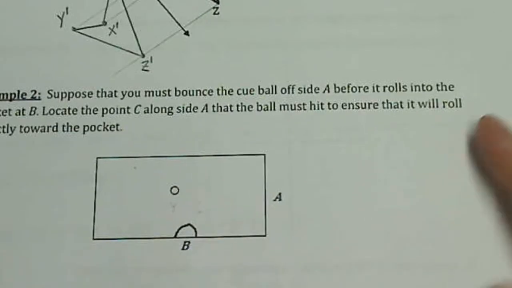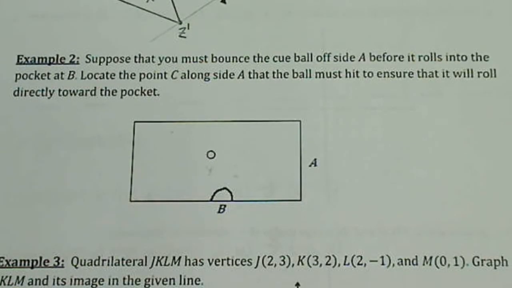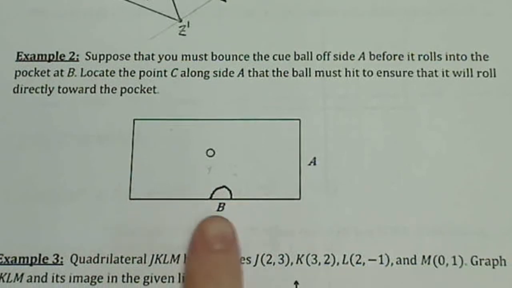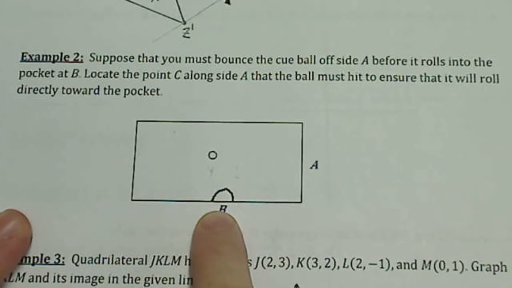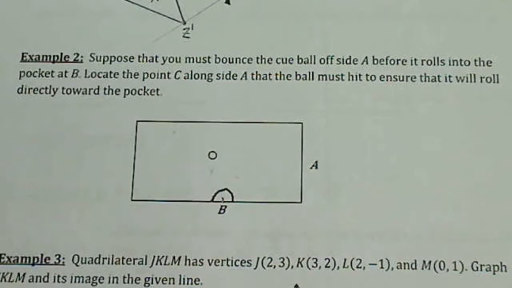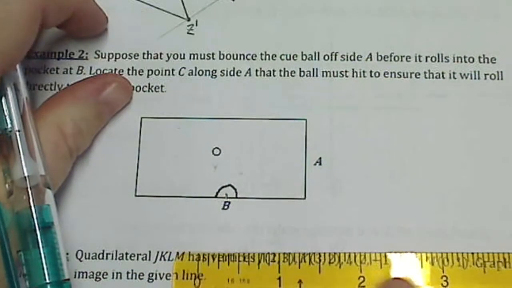All right, example 2. People use this concept all the time if they play a sport called billiards, which is like pool, on a pool table where you shoot the balls into the pockets. But unlike pool, you have to bounce it off of a wall first before it goes in the pocket. So here's my cue ball, and I need to bounce it somewhere along here in order for it to come into the pocket. To ensure that it goes in the pocket, I want it to probably go in the middle. So I'm going to use the concept of reflection to get a perfect shot.